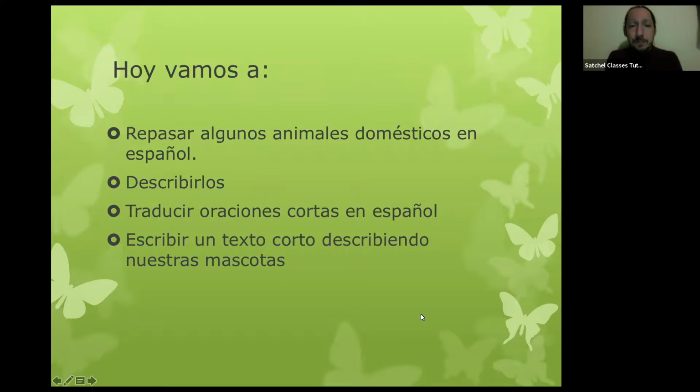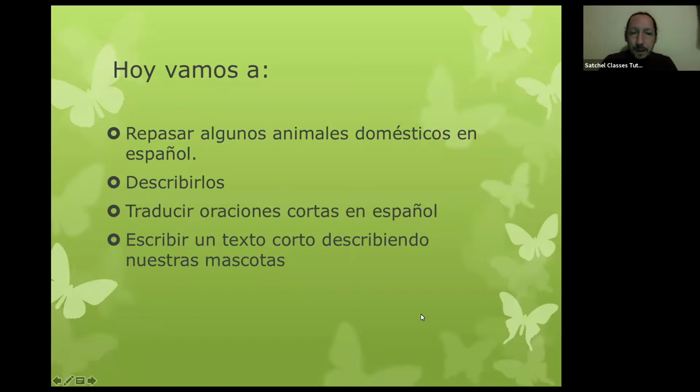Hoy vamos a repasar algunos animales domésticos en español. Vamos a describirlos. Vamos a traducir oraciones cortas en español. Y vamos a escribir un texto corto describiendo nuestras mascotas. So we have lots of things to do today, and hopefully we'll be able to practice them all.